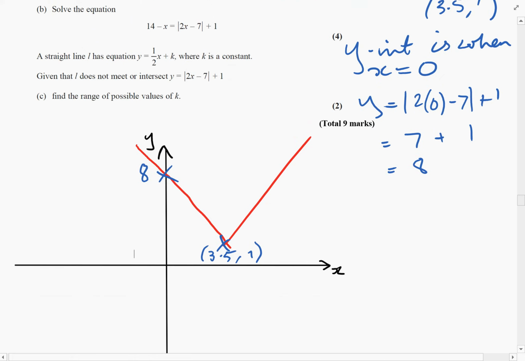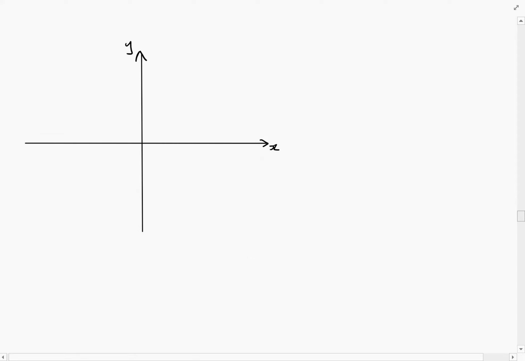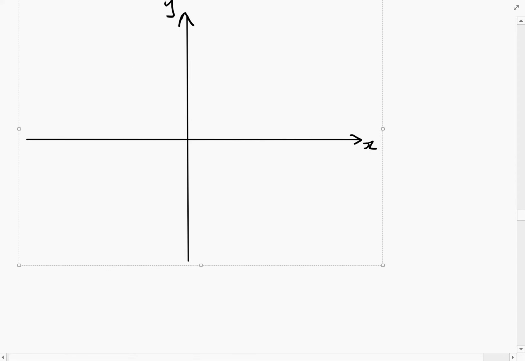In part B, we have to solve the equation 14 minus x equals the graph we've just drawn. Okay, I find it helpful to do a sketch of this. Have I drawn it down here? I've got some axes down here. Let's just make these a bit bigger then.